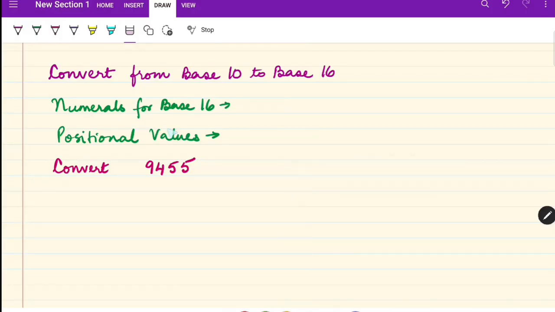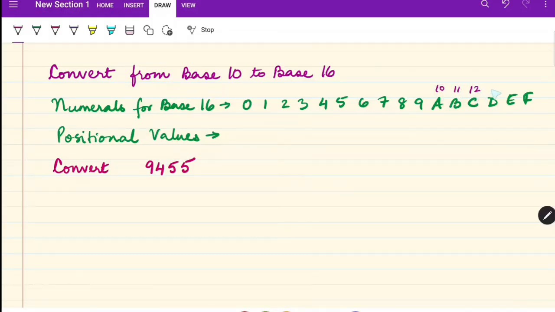But for the first step, I will list all the numerals for base 16, all right? So it starts with 0 and goes along all the way to 1 less than 16, which would be 15, all right? So I have 8, 9, and then instead of 10, we have an A, B, C, D, E, F. All right? So that's 10, 11, 12, 13, 14, and 15.